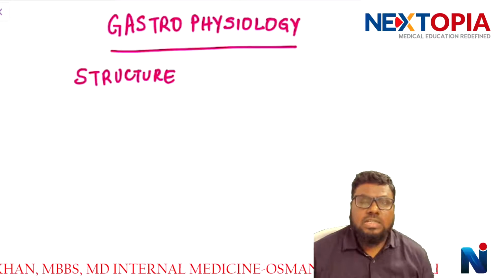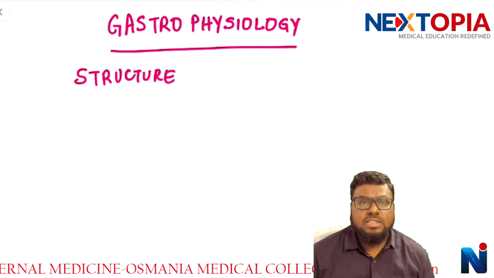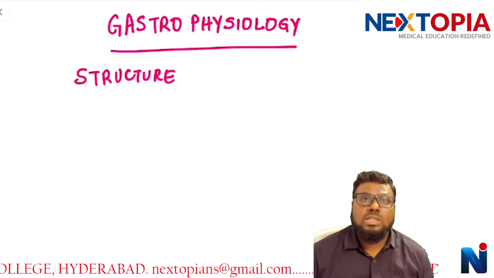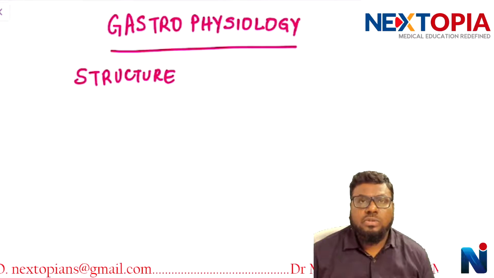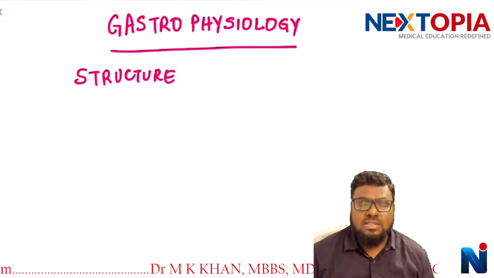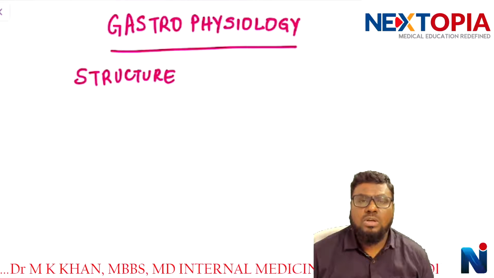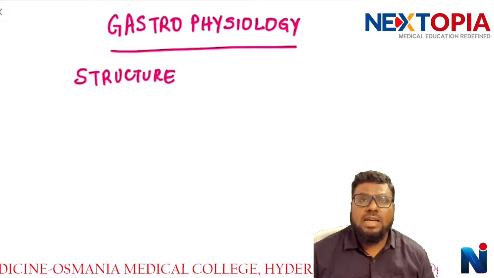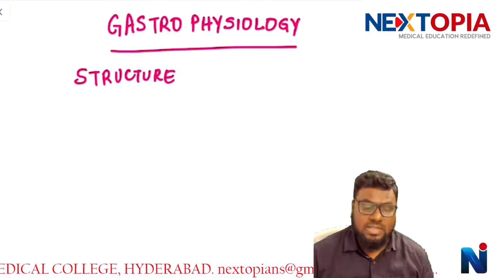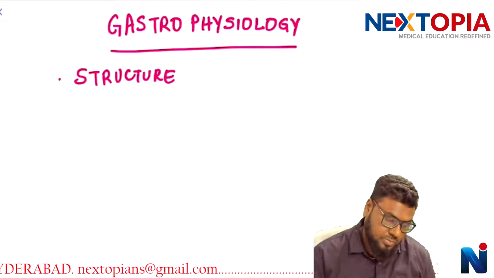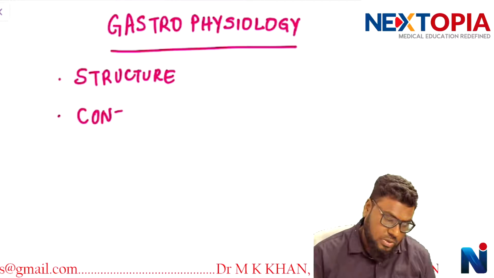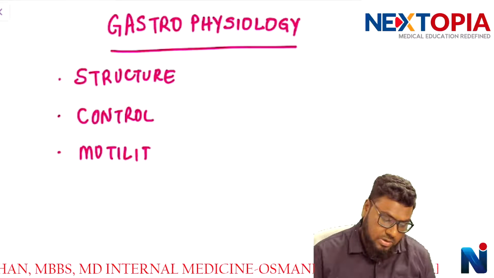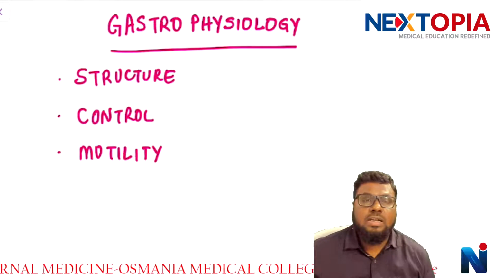So to understand the structure of the gastrointestinal system is the first aim or overview of this class. After that, we'll talk about the various controls, who controls this gastrointestinal system, that is nervous control, endocrine control, local, sympathetic and parasympathetic control. We'll discuss. Then in the end, we'll end our chapter with understanding the motility. So structure, then control, then the motility, that is movement or constriction of the gastrointestinal tract.